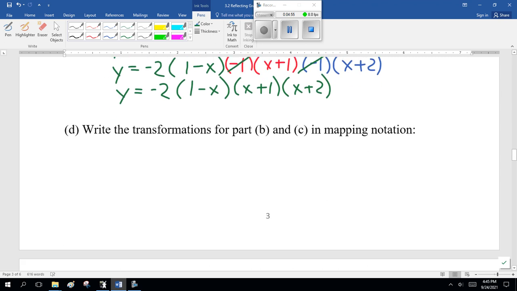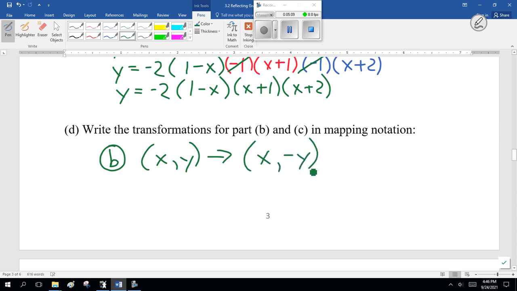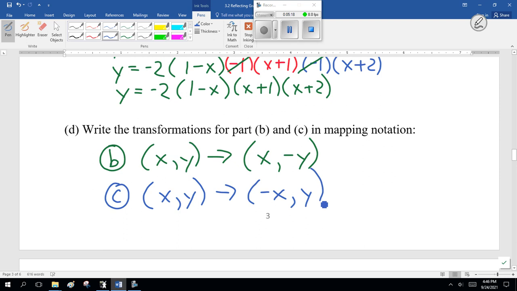So far so good? Now the last thing is mapping notation. Now in part B, x comma y went to x comma minus y. y became minus y. In part C, our coordinate went to minus x comma y. Now written like this, it's called mapping notation, and it's something you are expected to know. A generic point. What do we do to the generic point on the graph? And yes, I'm going to give you more examples. Of course I am. All right.